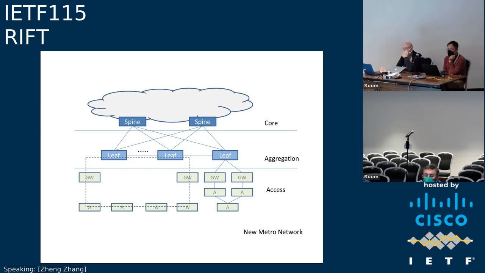In the example metro network, the spine leaf topology can be deployed to replace the traditional topology. Rift can be used as the dynamic routing protocol to build the network. The access network may connect to the core network by leaf nodes by ring or chain topology, for example, IBRAN network. Next, please.